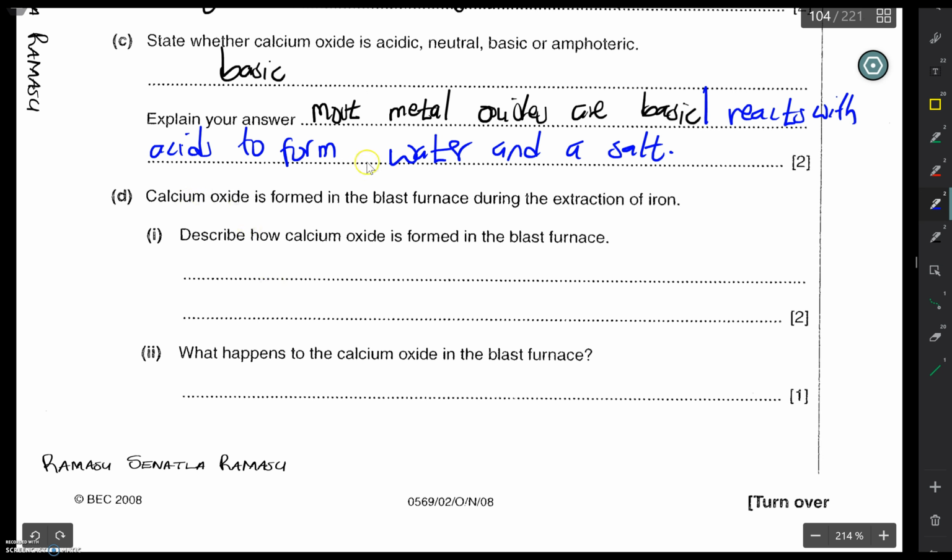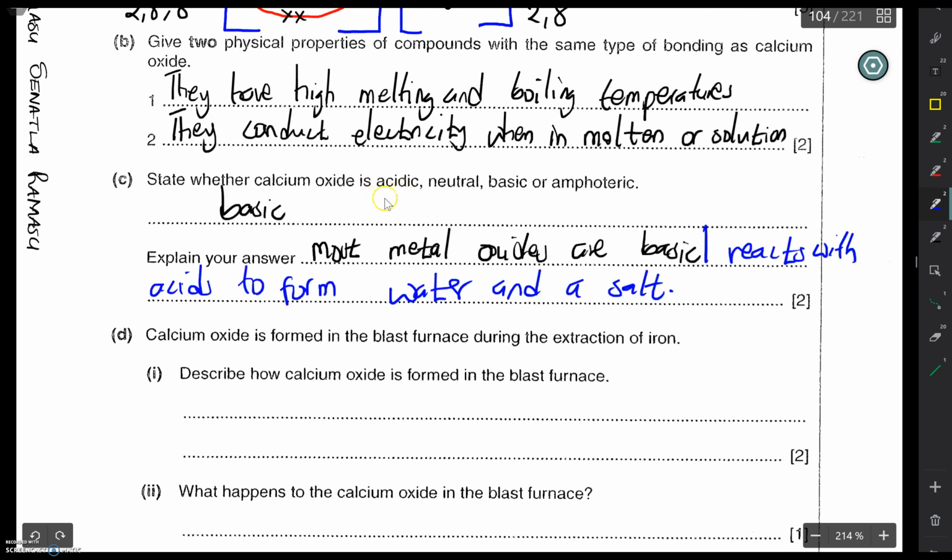I should mention that most non-metal oxides are acidic. Most non-metal oxides are acidic. For example, carbon dioxide when dissolved in water is acidic. Sulfur dioxide when dissolved in water becomes acidic too.